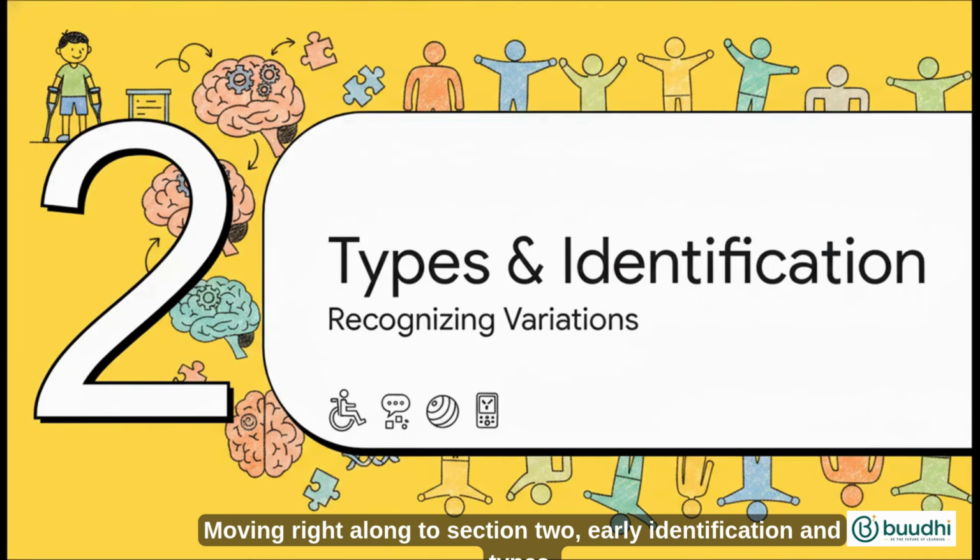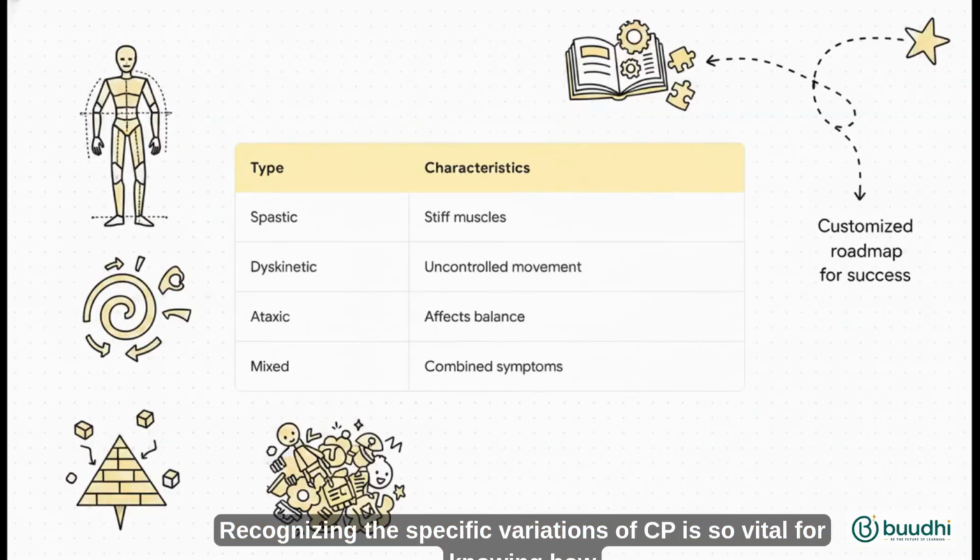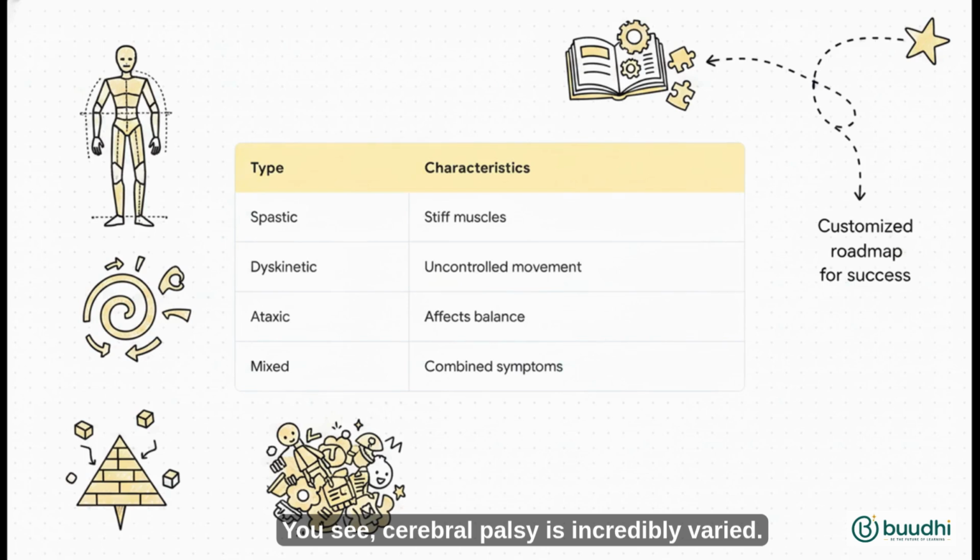Moving right along to Section 2. Early identification and types. Recognizing the specific variations of CP is so vital for knowing how to best support the unique child sitting right in front of you. You see, cerebral palsy is incredibly varied.